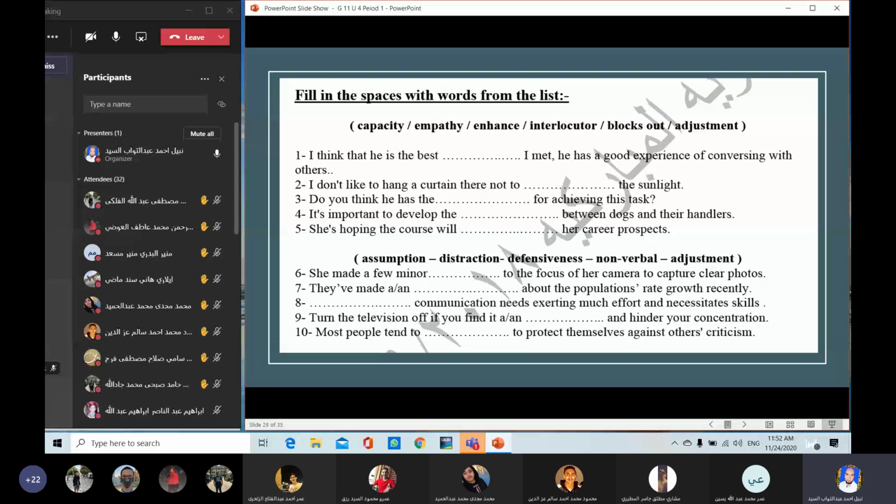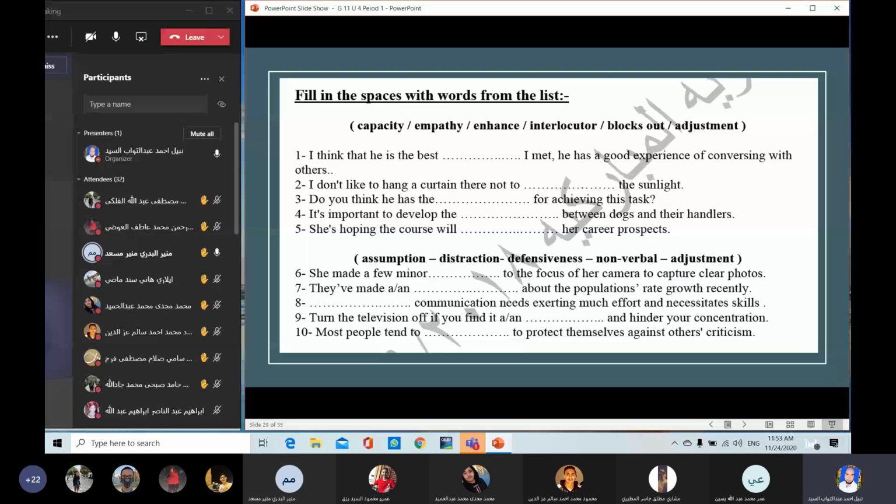Now let's do the next exercise. Assumption, distraction, defensiveness, non-verbal, adjustment. Complete these sentences from 6 to 10. Munir. She made a few minor adjustments to the focus of her camera to capture clear photos. Adjustment. Excellent, Munir. Thank you so much.